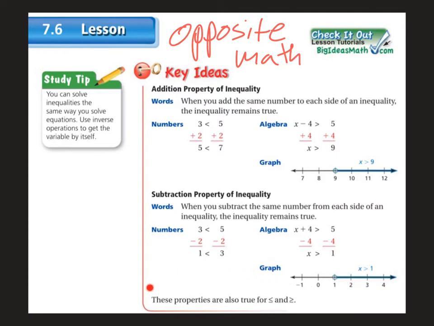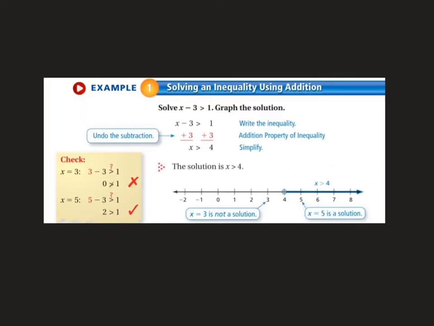And it's just important to remember here that these properties are also true when you see less than or equal to or greater than or equal to. All right, let's move on here. So again, this is pretty straightforward, but let's look at one more example.